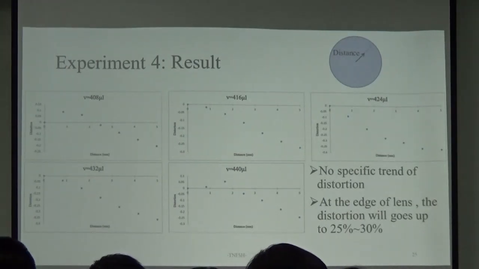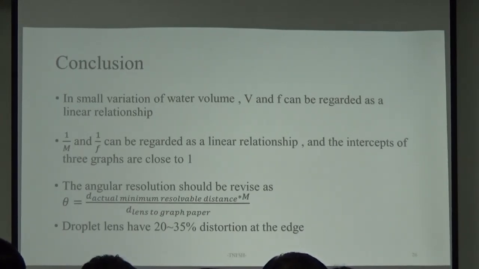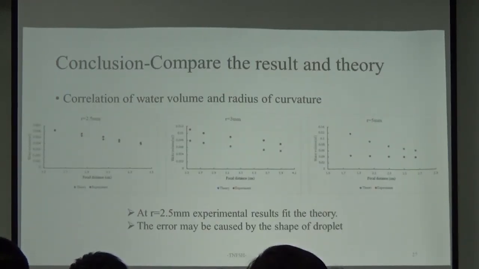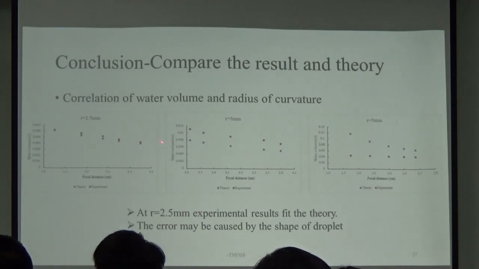We can see that there's no specific trend of the distortion. And at the very end, I have 25 to 30% of distortion. So here's our conclusion. We show it in every experimental result, and we compare the result to the theory. First is the water volume against the radius of curvature. We know that when R equals 2.5 millimeters, it's very much the same, but when R goes larger, it isn't.